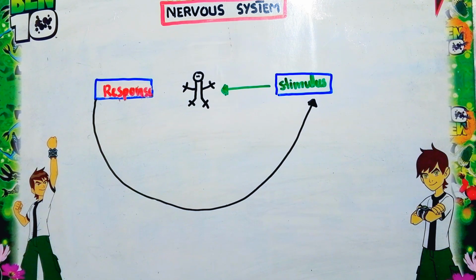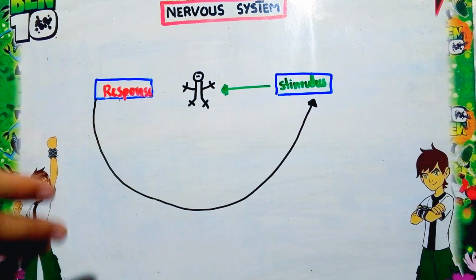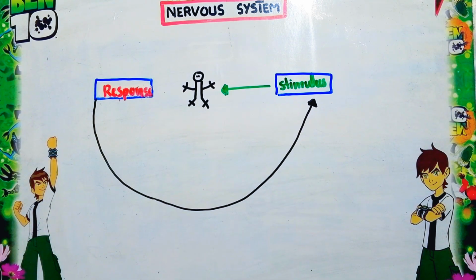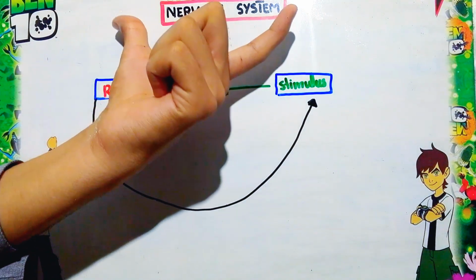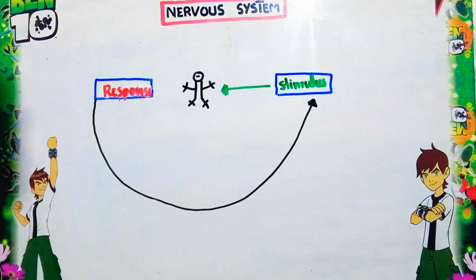Now this nervous system is called the master controlling system of our body, because it controls various types of activities that we perform in our daily lives, such as sleeping, thinking, eating, walking. These are the activities that we perform in our daily life. These activities are performed by the main system that we call the nervous system.